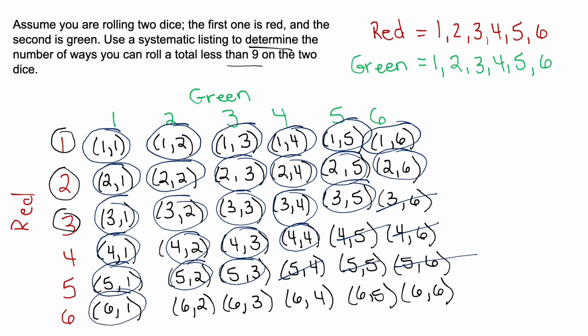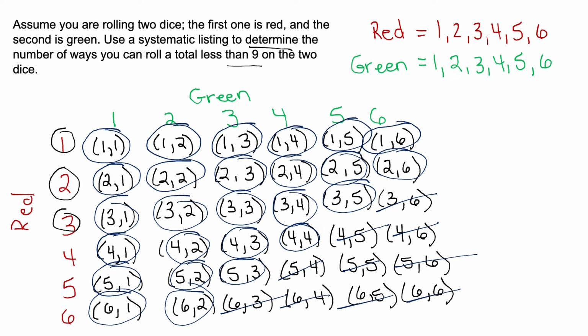6 plus 1 is 7. 6 plus 2 is 8. 6 plus 3 is 9. 6 plus 4 is 10. 6 plus 5 is 11. And 6 plus 6 is 12. So I'm not going to include any of those.